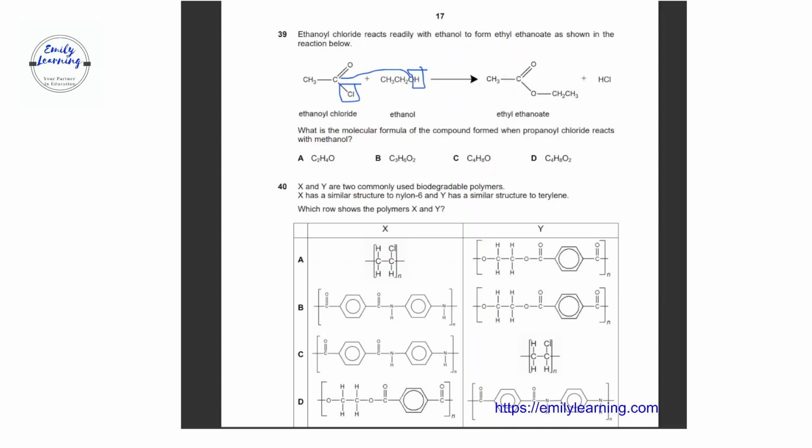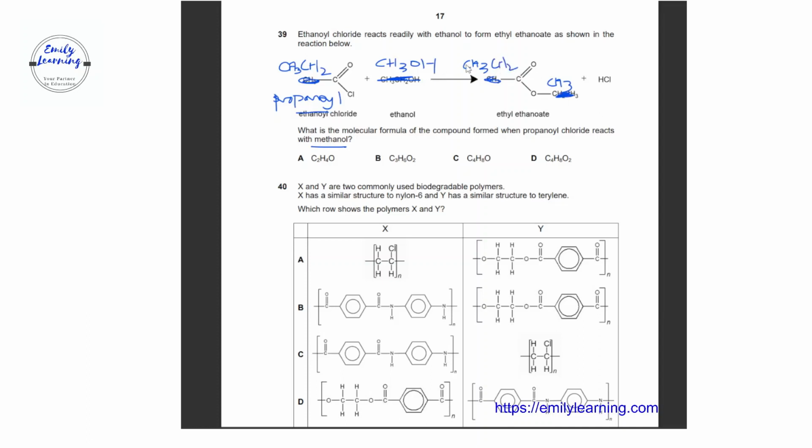Okay, so now if I were to change ethanol chloride to propanol chloride, so now I know that it's no longer CH3, it's CH3CH2. Okay, then methanol is not CH3CH2OH, it's CH3OH. Okay, so in other words, instead of having CH3 here, here becomes CH3. Instead of having CH3 here, it becomes CH3CH2.